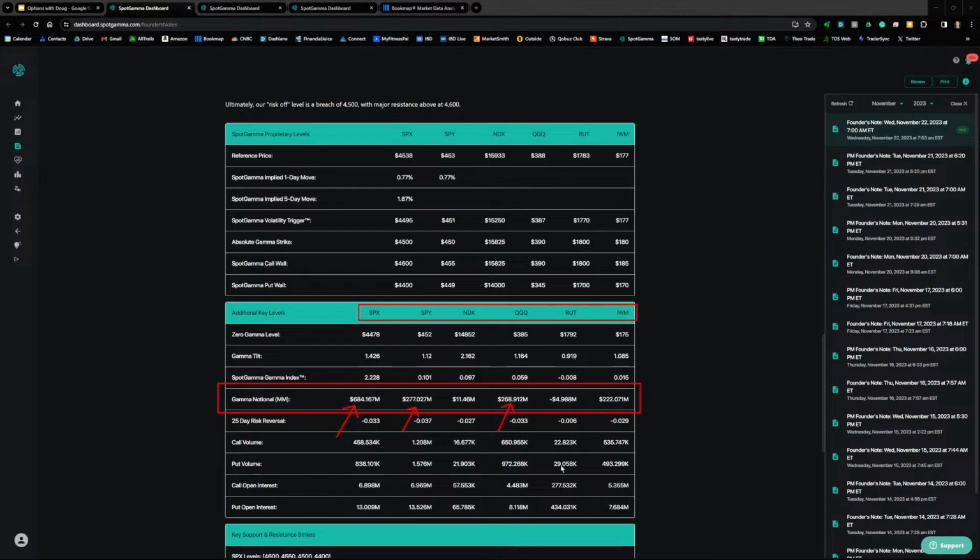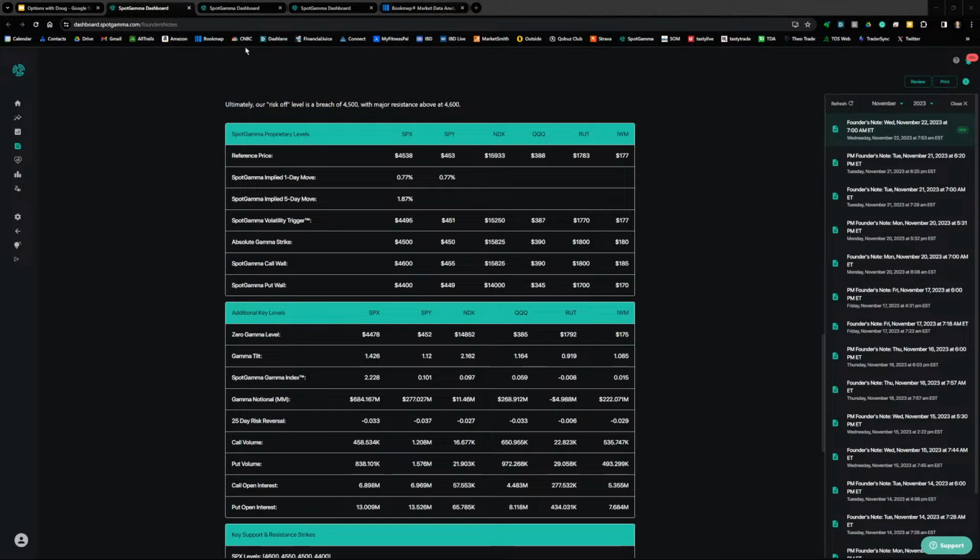This indicates market makers' position on the gamma curve is positive, and in a positive gamma environment for an index, SpotGamma assumes that traders are short calls, market makers are long calls, and they have to trade against price to hedge their delta exposure. And then RUT did actually shift to slightly negative. IWM also positive. Note these numbers are still positive, but less positive than yesterday. So the gamma notional did shift slightly lower, but still positive.